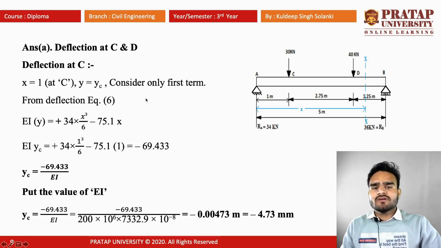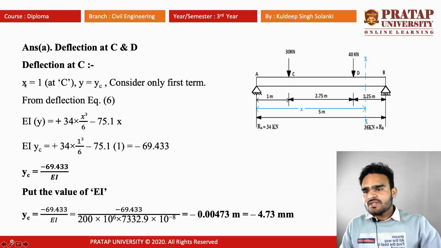With the help of our deflection equation, we can calculate the deflection at C and D. Now, deflection at C means put the value of x equal to 1. Then x equal to 1 means at C, and y is yc, the deflection at C. Consider only the first term, because A to C is also in the region AC.